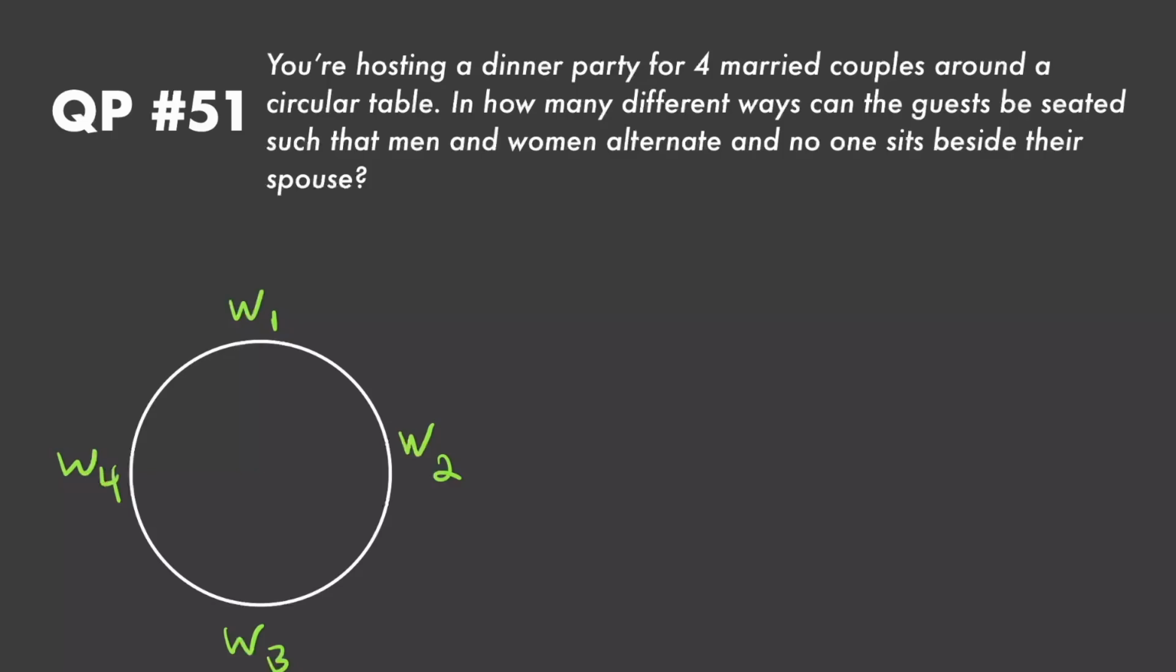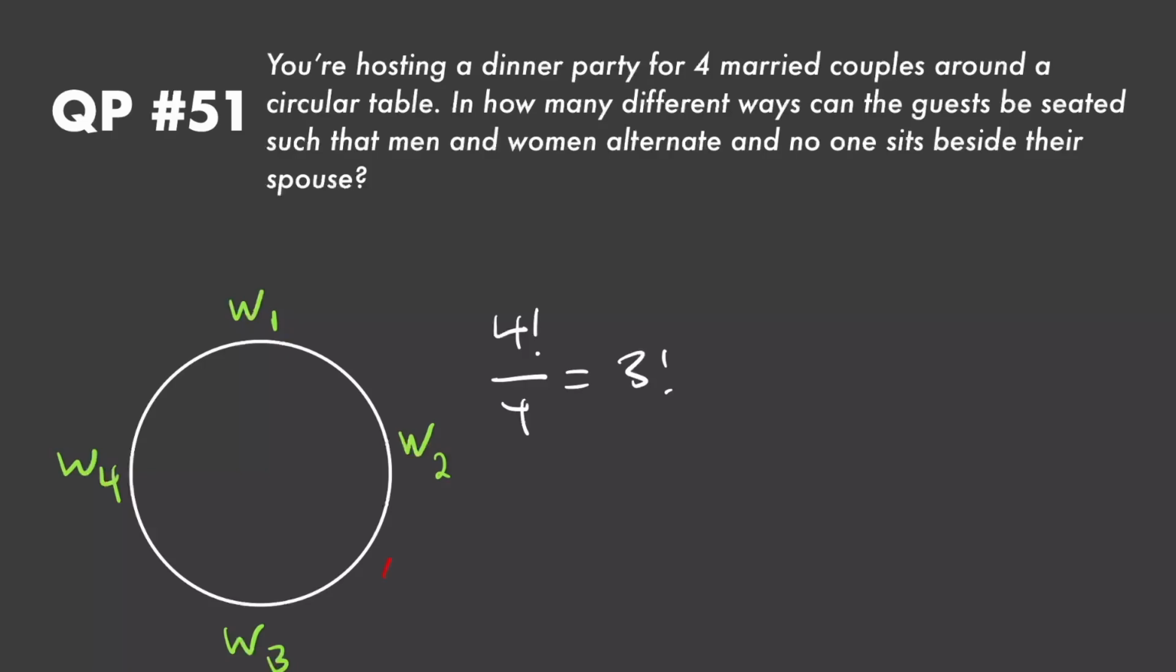Well, when I take 4 factorial for the permutations, I'm overcounting by a factor of 4 because woman 1 could be here, here, here, or here with the same orientation, and it would be overcounted 4 times, so we divide by 4 to give us 3 factorial. So now let's go about seating the men.